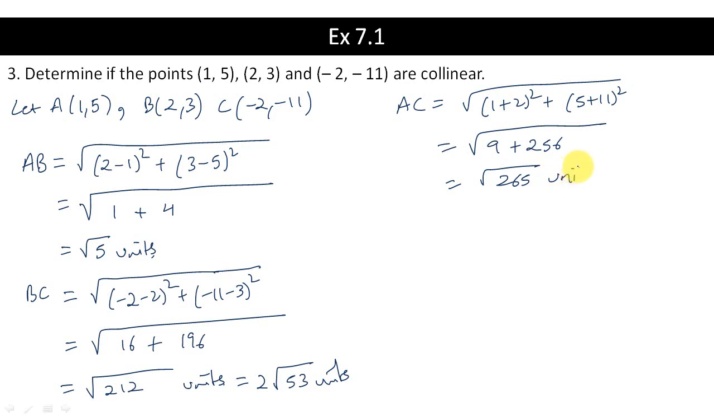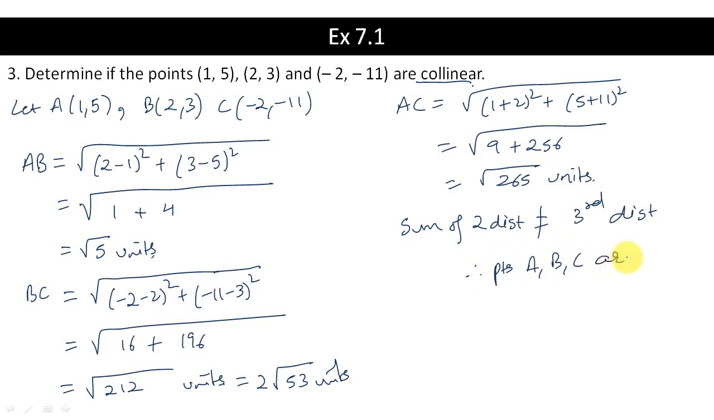Now we can easily see that the sum of two distances is not equal to the third distance. AB plus BC is not equal to AC, or BC plus AC is not equal to AB. Because for the points to be collinear, we check whether the sum of two distances is equal to the third distance or not. Here it is not equal. Therefore, points A, B, C are not collinear.